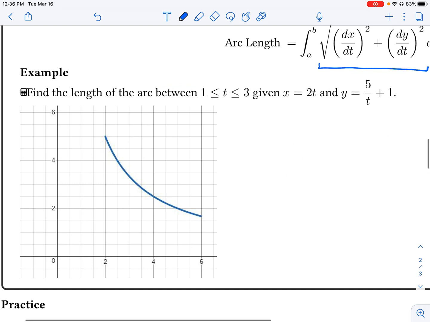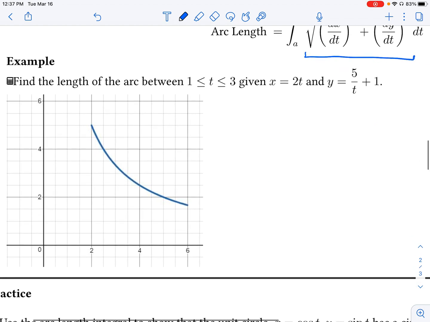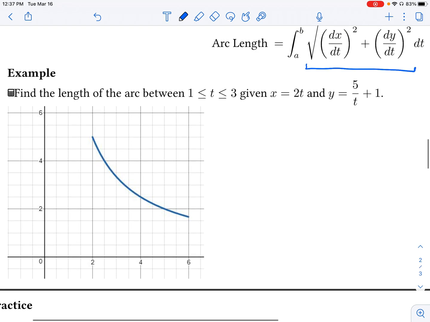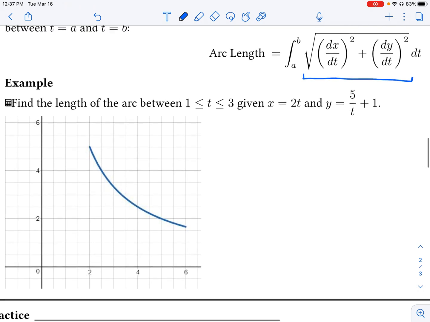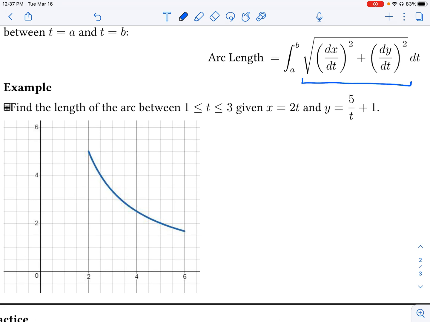For this arc length here, we could use our calculator if we want to. I'm not going to go into this too much, because I think just understanding where this formula comes from and why it makes sense is probably the most important part of this lesson. But let's find the arc length of this plane curve given by these two parametric equations from the interval from 1 to 3.